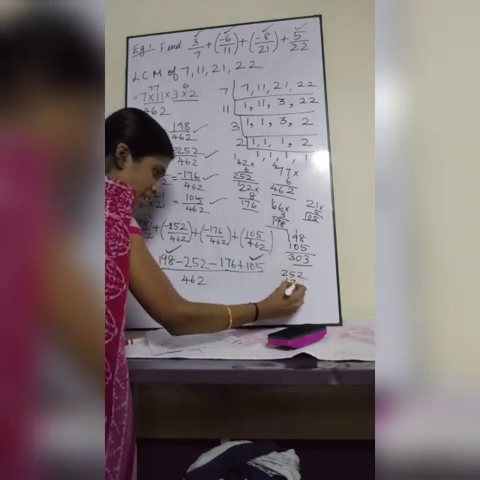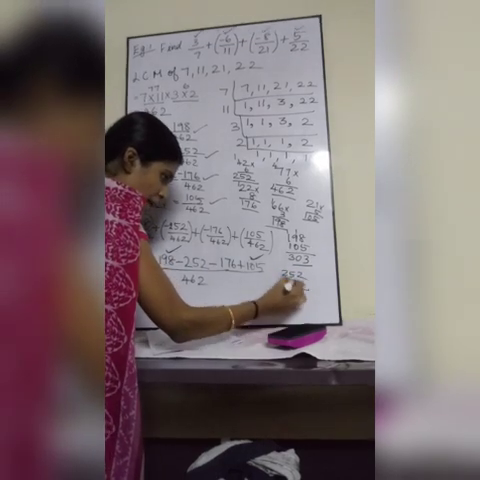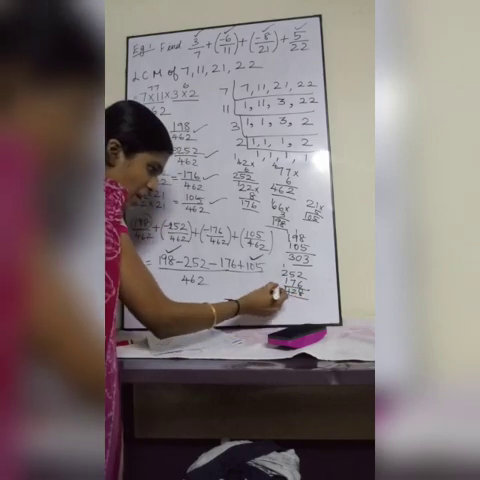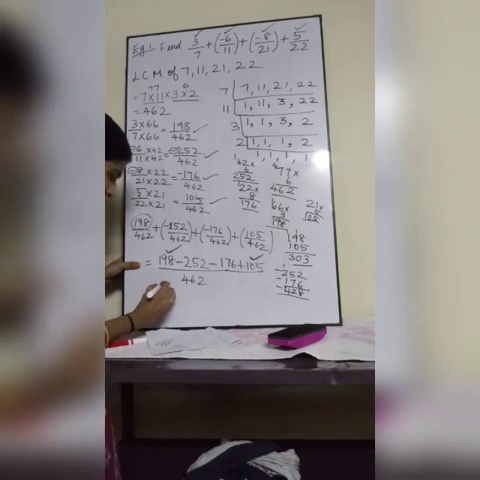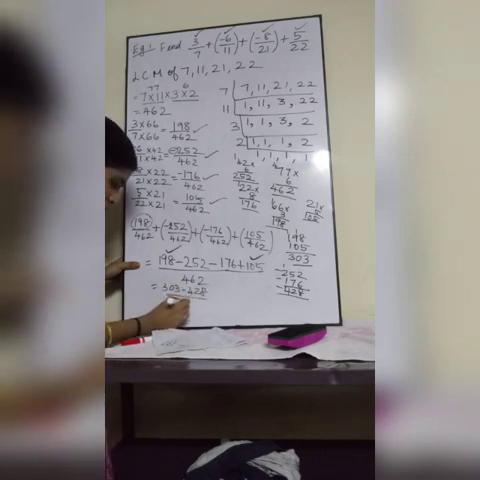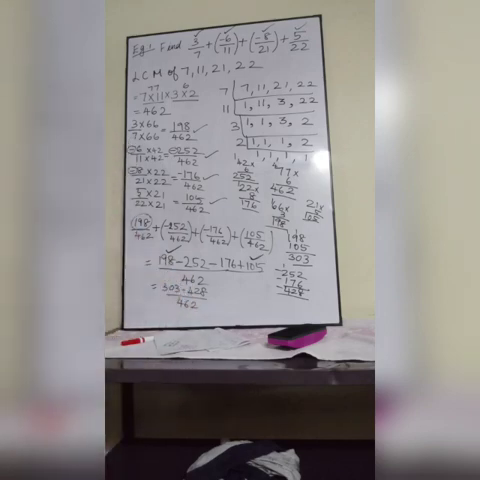252 plus 176 is 428. Minus 428 you will get. Right? So what is your answer? 303 minus 428 divided by 462. Okay? So what are you getting?